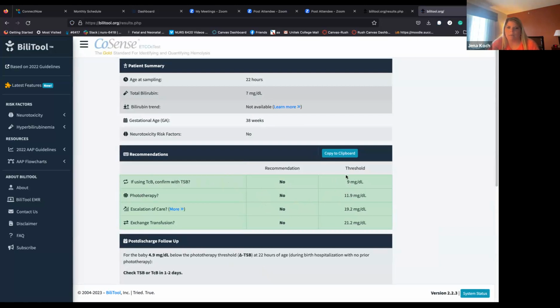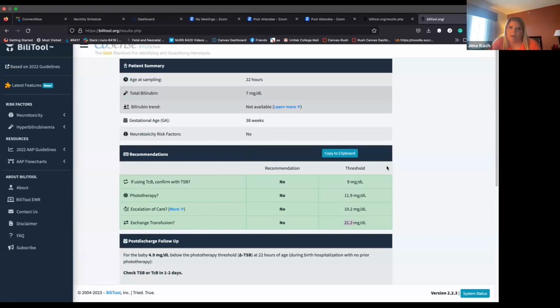It gives information as far as the recommended part of the treatment, and it all depends on gestational age, neurotoxicity risk factors, and the exchange transfusion. So for this newborn, 22 hours of life, 38 weeker, the Billy would need to be over 21 in order to do exchange transfusion. Typically, you'll catch it before it hits 21 and start phototherapy, and then do serial monitoring of total TSB. And then if it starts to creep up that high again, they would consider the exchange transfusion. Okay.